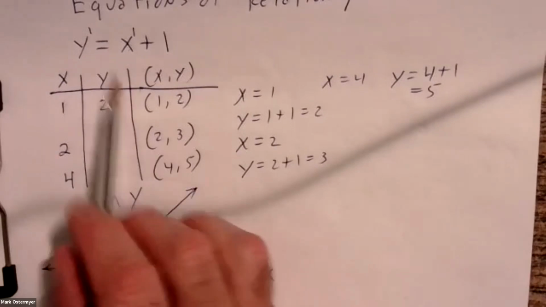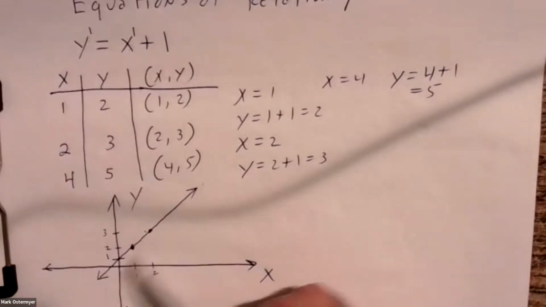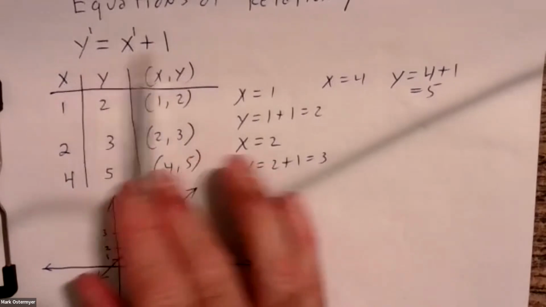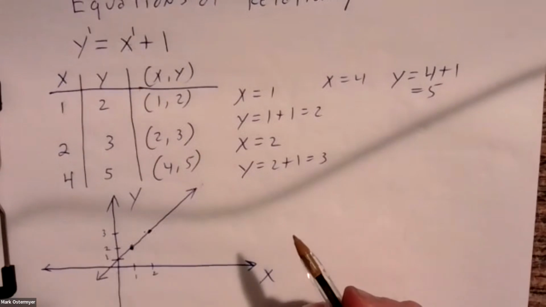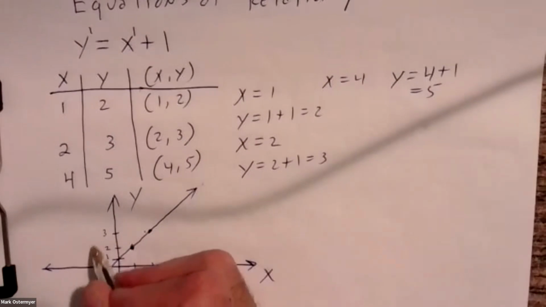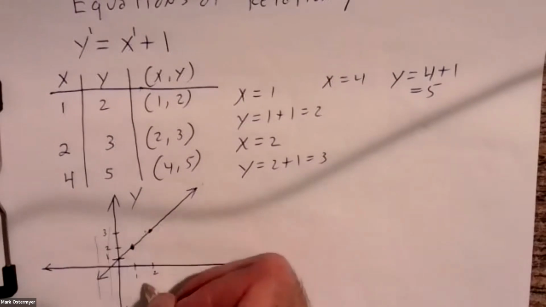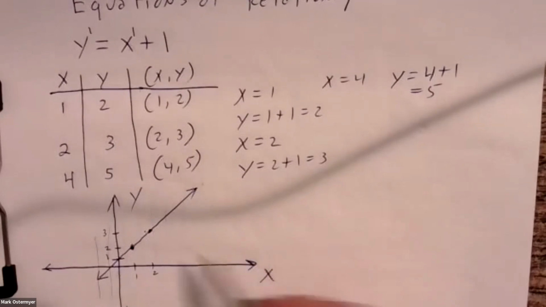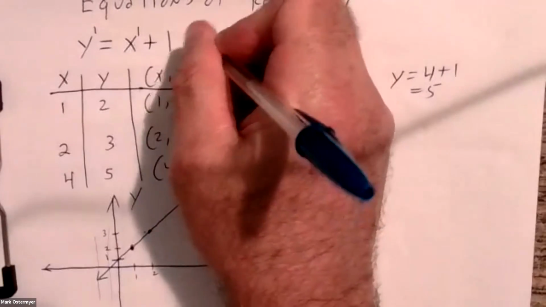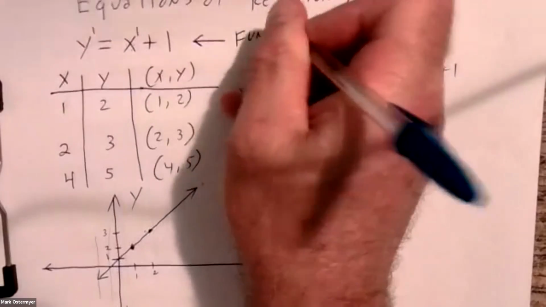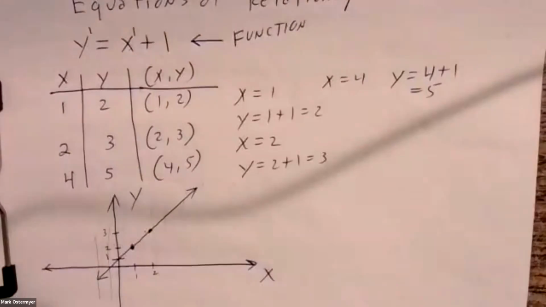Well, this is certainly a relation because it's a set of ordered pairs. Is this relation a function? Does the graph pass the vertical line test? The answer is absolutely yes. No matter where you put a vertical line, it only touches the graph in at most 1 point. So this is definitely a function. That's a function.